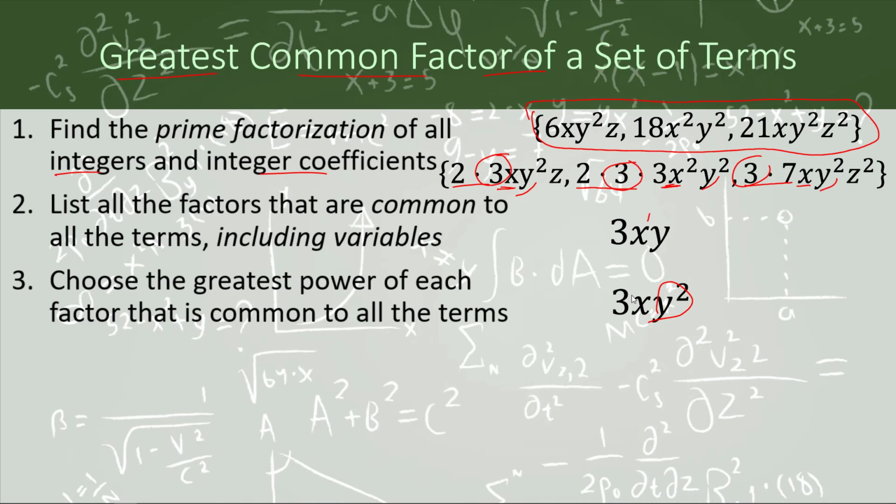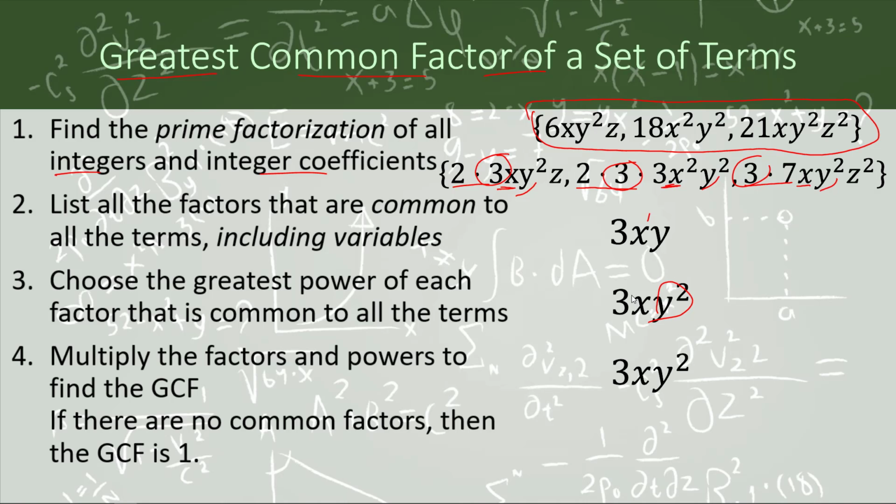And then finally, we want to multiply the factors and powers and multiply the factors and coefficients to find the greatest common factor. Notice there's nothing here to multiply. As a consequence, this right here is the greatest common factor for these 3 terms. And notice that it consists not just of coefficients, but it also consists of variables.